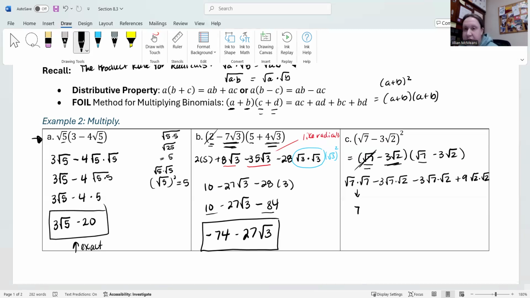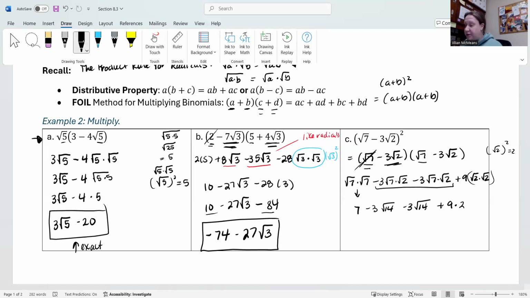Okay, we already know the square root of 7 times itself is the square root of 7 squared, which means the square root and the exponent of 2 undo each other, so we're just left with 7. Right here in the middle, we need to do a little work. This is -3 square root 14 minus 3 square root 14. We can use that product rule for radicals and take the square root of 7 and the square root of 2 and push them under a single radical, okay? And then we have +9 times, well, the square root of 2 times itself is the square root of 2 squared, which is really just 2, so we get 9 times 2.